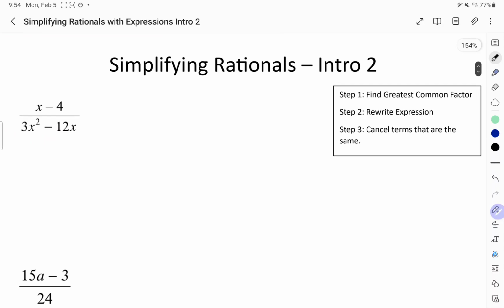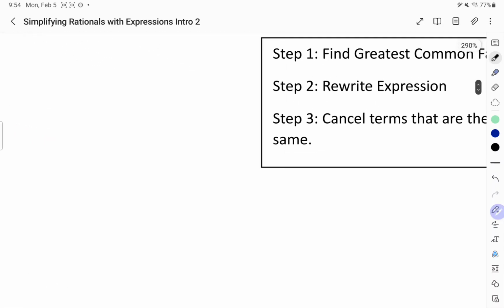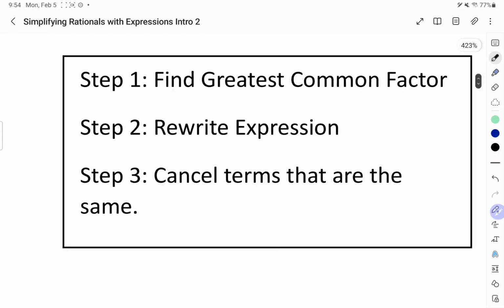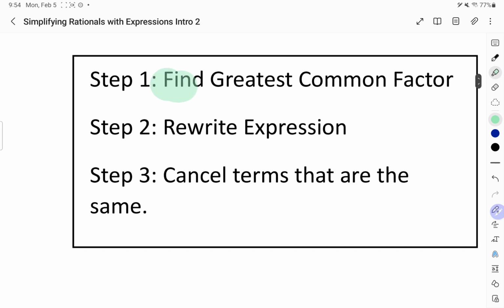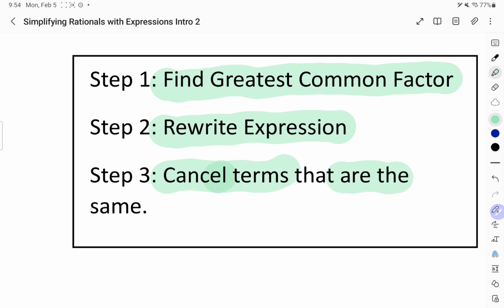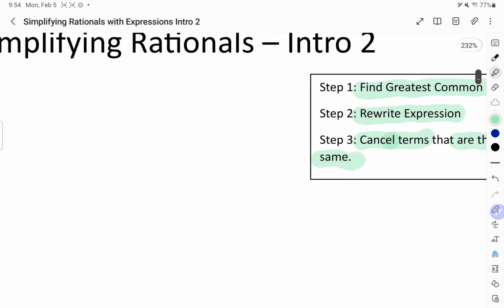So we're simplifying rationals today, and we're gonna have a couple steps for this one. This is the introduction to simplifying. So first step is find the greatest common factor. What that means is that we're gonna look at two numbers, and we're gonna be looking at a number that can be divisible by both of them, or a letter that can be divisible by it. We'll go over that in a little bit. Now after that, you're going to have to rewrite your expression. Once you do that, you're going to notice that you're able to cancel any terms that are the same on the top and on the bottom of your fraction. So let's go ahead and do that.